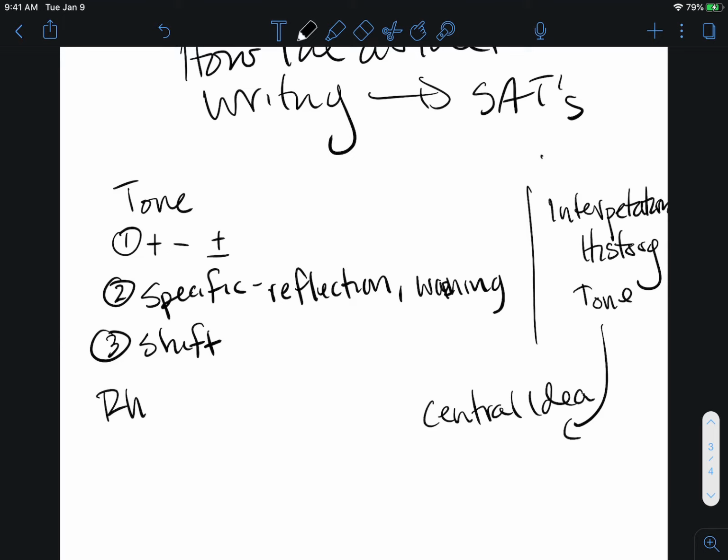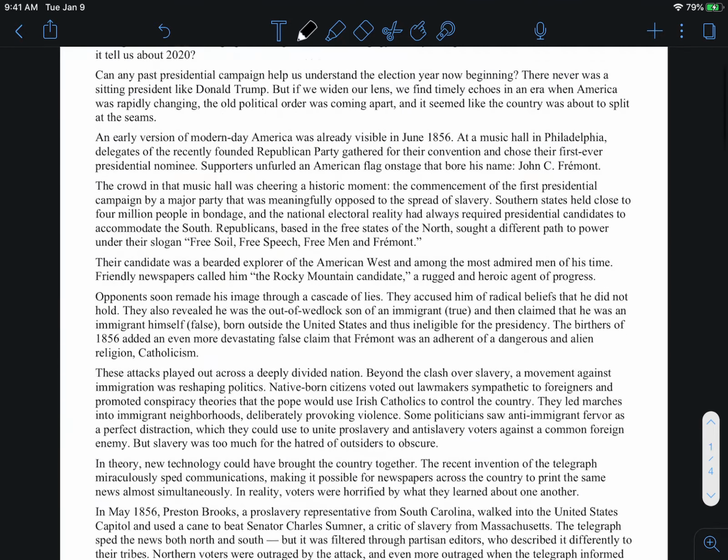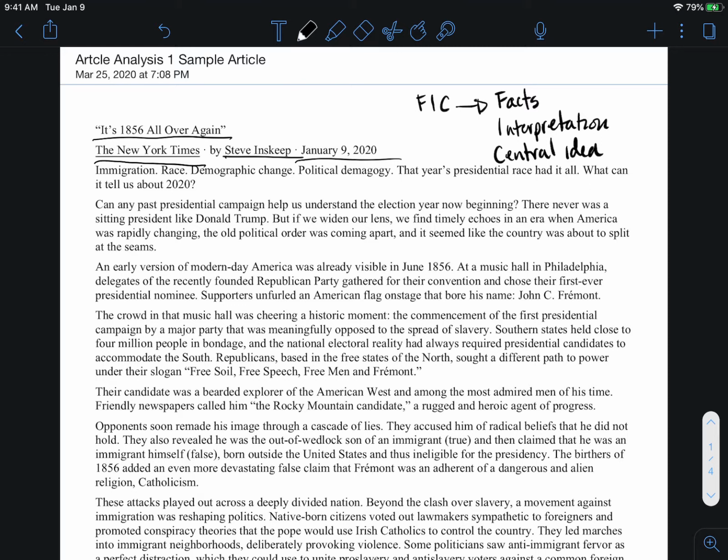You can also look at rhetoric. This is one thing that we have talked about a lot. If you remember, rhetoric, we have ethos, pathos, and logos. All of these are appeals that help make his argument, Stephen King's argument, the best that it possibly can be. When you're reading this article, as an example, you'll find that he uses these historical moments to show us how it's similar to the 2020 election, but also what we can learn from it.